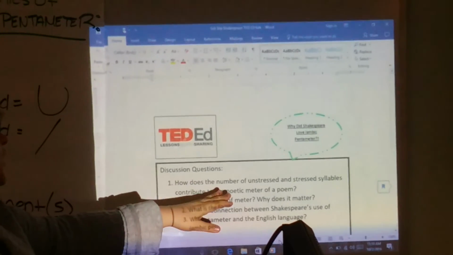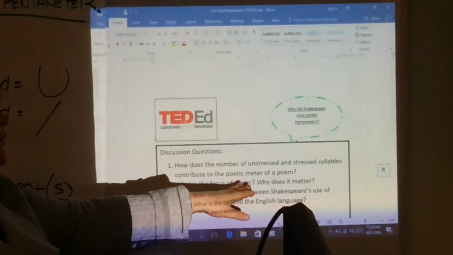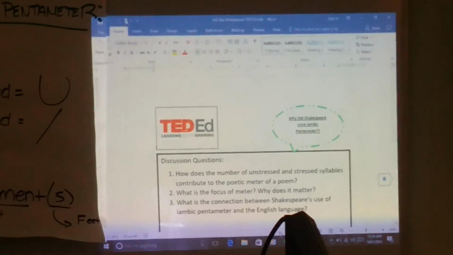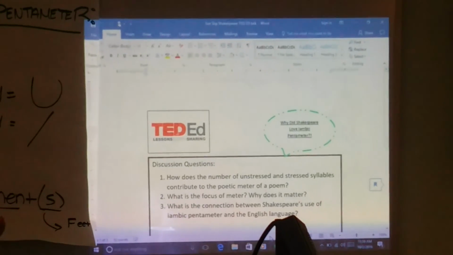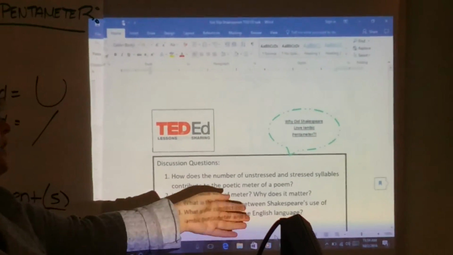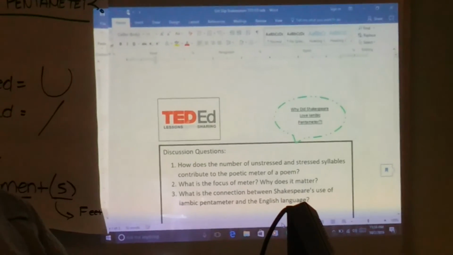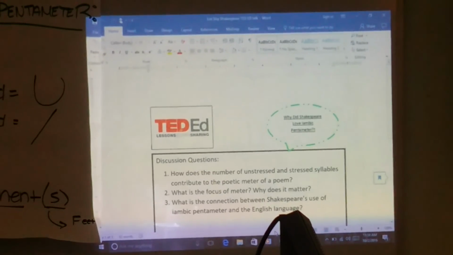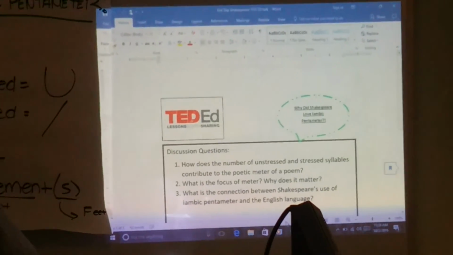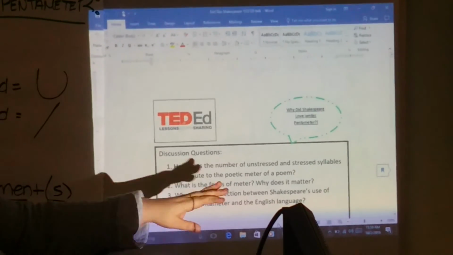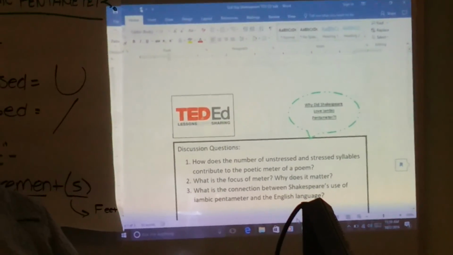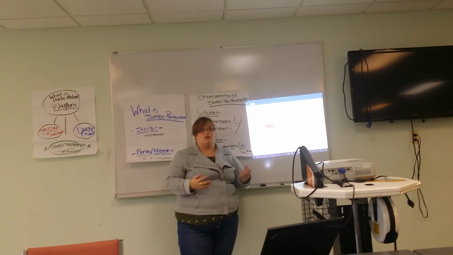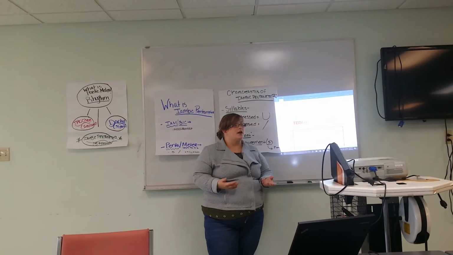So how does the number of unstressed and stressed syllables contribute to the poetic meter of a poem? So how does it contribute to the rhythm? Did you notice anything unique about that specific kind of meter? What's the focus of a meter? Why does it matter? Does it matter if it's tetra, or if it's dactyl, or if it's trochee? Does it matter? And if it does, why does it matter? And third, what's the connection between Shakespeare's use of iambic pentameter and the English language? Why did Shakespeare use this? How did he connect to the people of his time using this specific use of rhythm in his writings?